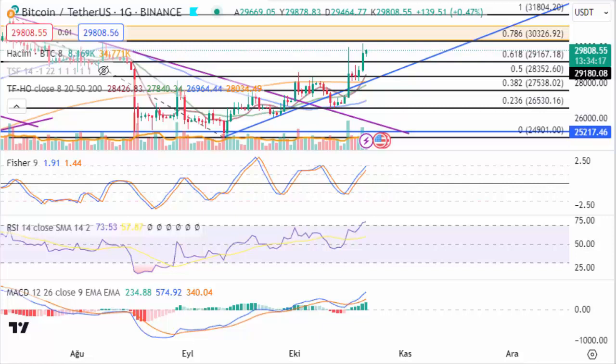We can see that Fisher is currently at around 1.91, so it's quite far from zero. Breakouts in these regions can be interpreted as strong sell signals. So, it's important to be cautious in such cases.